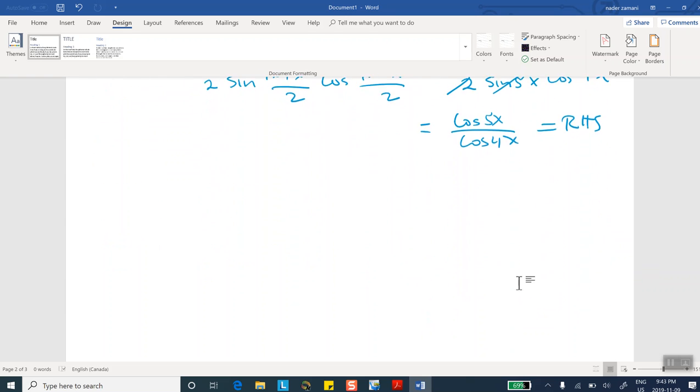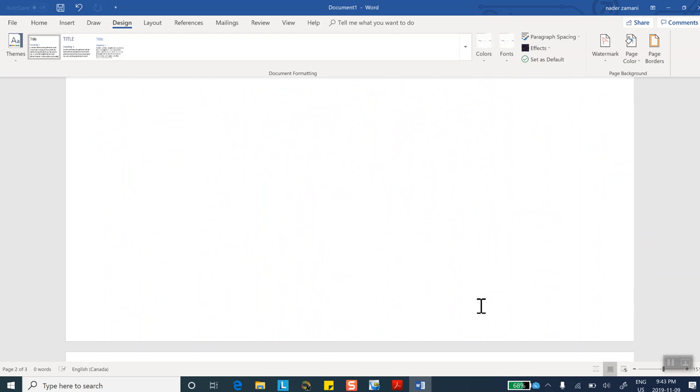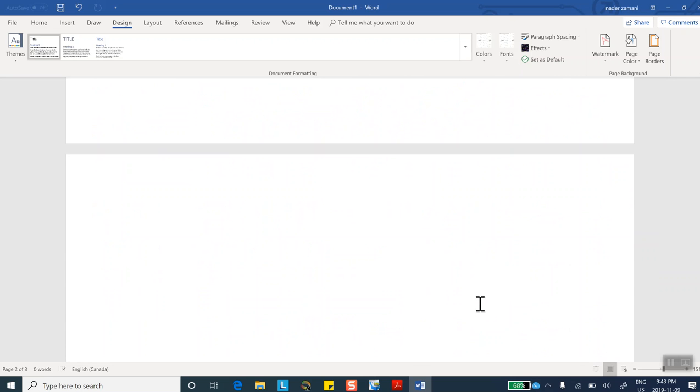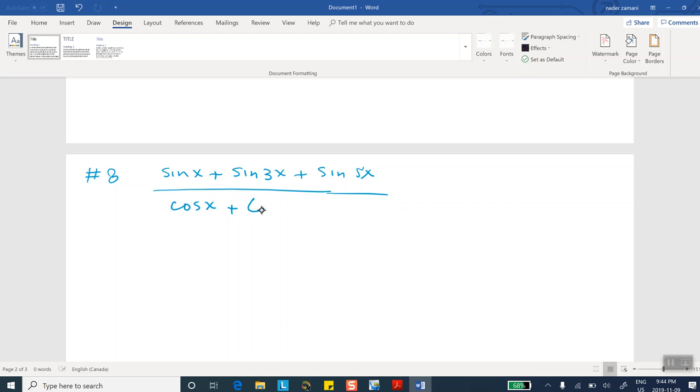Okay. The last one is probably the scariest one. Let's do the last one. This is number 88. On the top, you have sine x plus sine 3x plus sine 5x, divided by cosine x plus cosine 3x plus cosine 5x. And we want to prove that this is tangent of 3x.